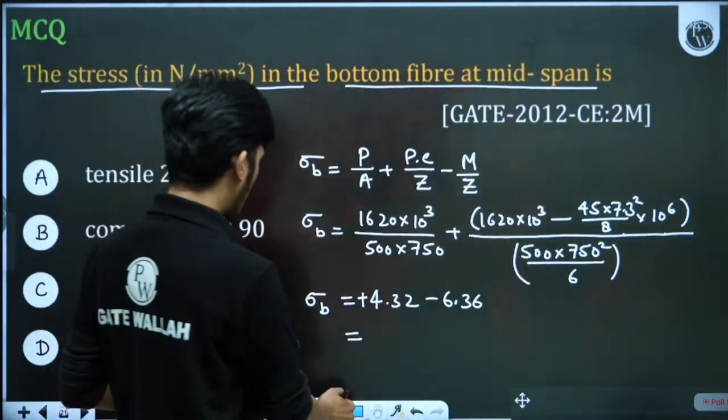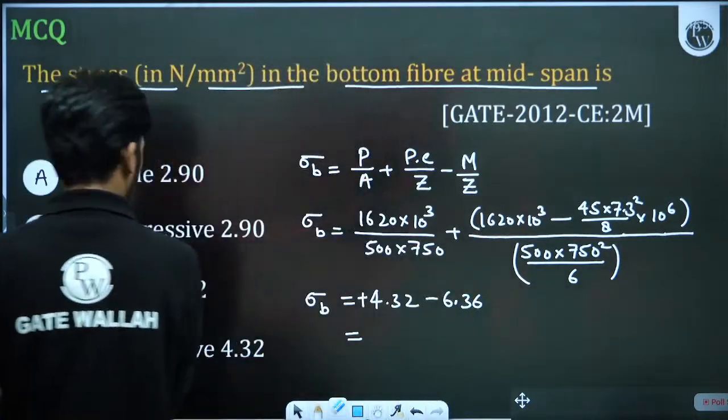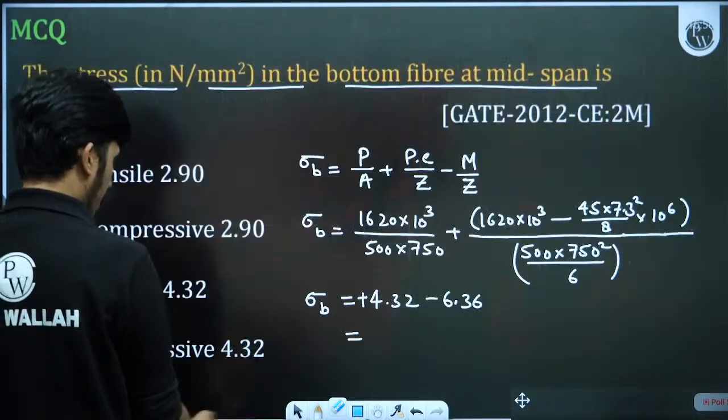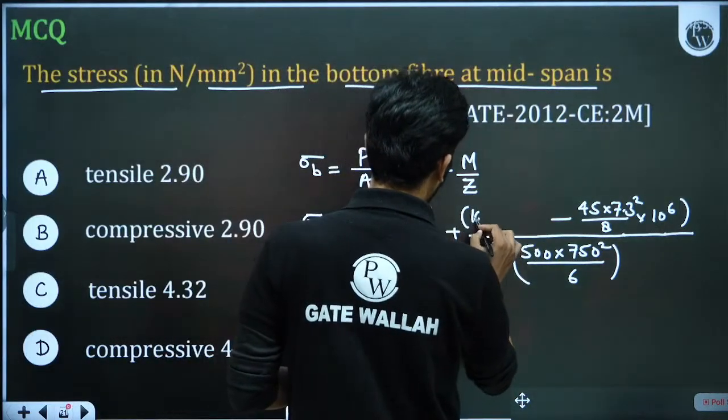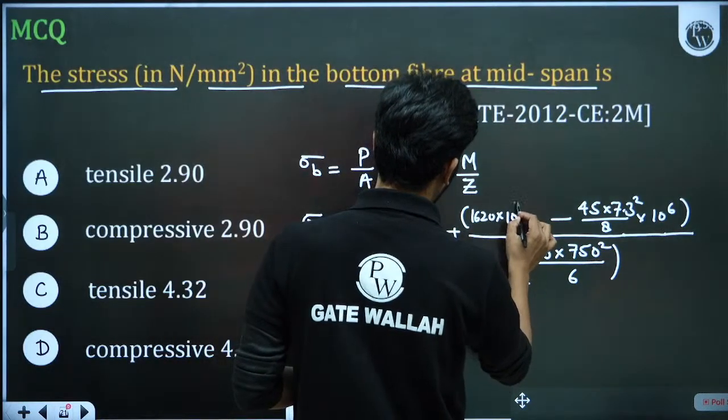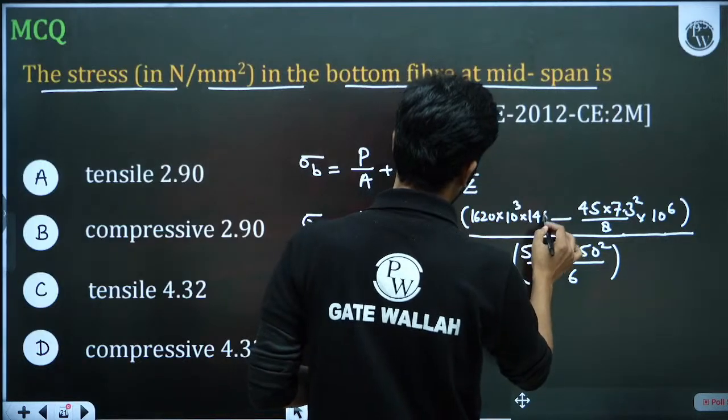Okay, I have not multiplied with the eccentricity. P into E I have not done. E is 145, that I have not done. So we have to multiply by eccentricity also. So 1620 into 10 raised to power 3 into 145. That thing I have not done.